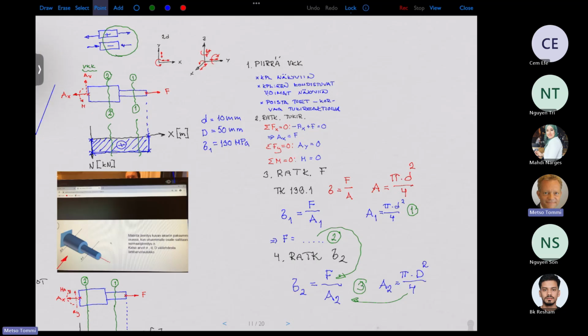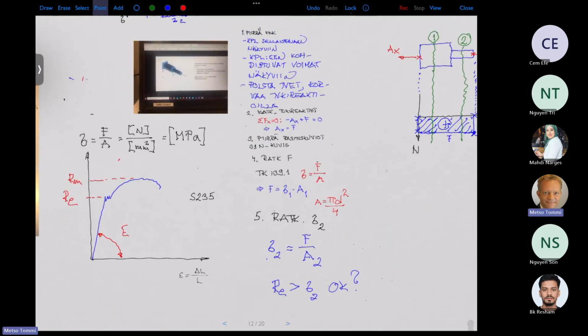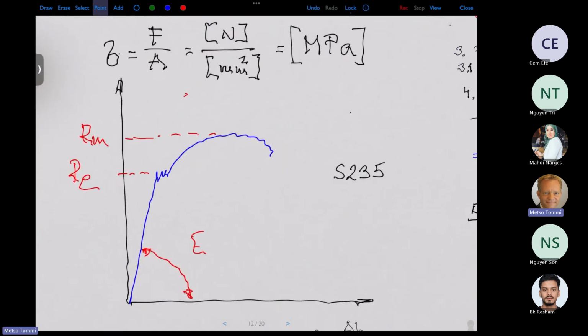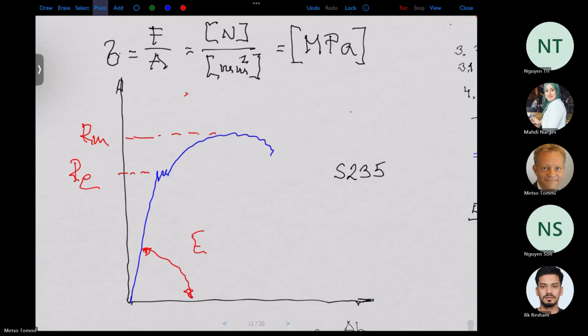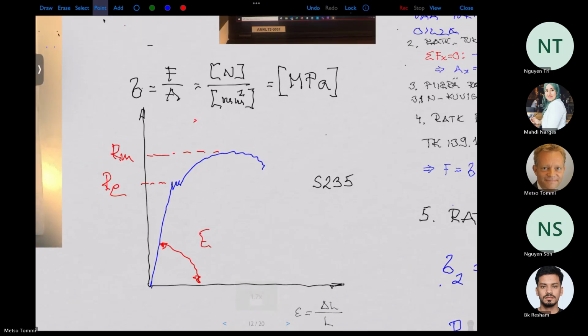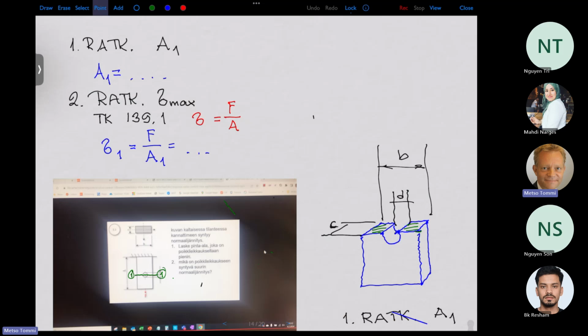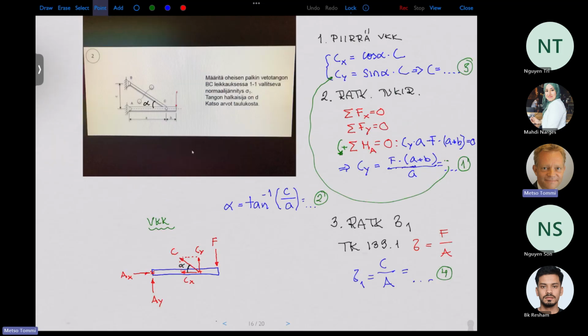Let's see the next one. I have to check that I take the right exercise. Let's see. Not this one. Let's see this one still. And the material was S355. So yield strength is 355. Not this one, not this one, not this one, this one.